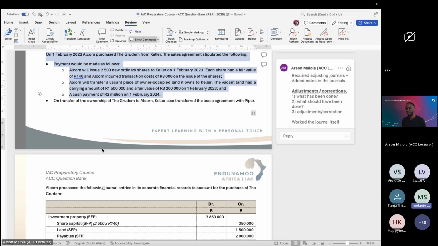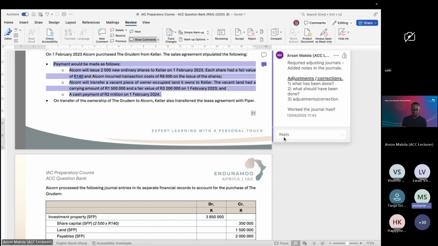Well, if it comes to the issue of the shares, I just took the ordinary shares of 2,500 times the fair value at acquisition date of 140. And then initially the transaction costs I was quite confused on. I didn't know if they had to be capitalized to the investment property or PPE. So that one confused me a little bit, what to do with the transaction cost in this sense. So that's how I started with the ordinary shares.